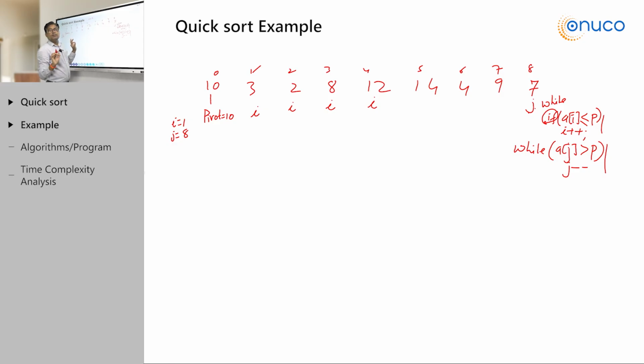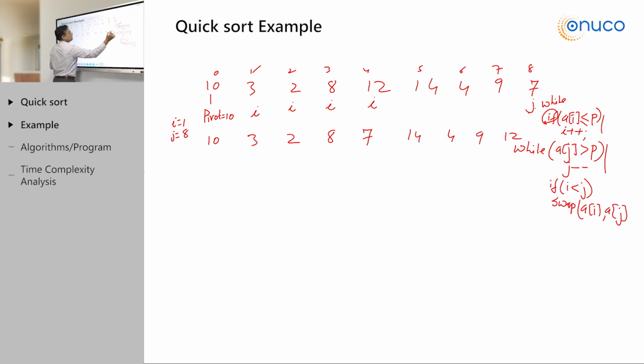Now, remember that there is a logic. If position of i is less than j, in that case, we are going to swap A of i with A of j. A of i is 12 and A of j is 7, we are going to swap them. So in that case, we are having 10, 3, 2, 8, 7, 14, 4, 9, 12. 12 and 7 got swapped.